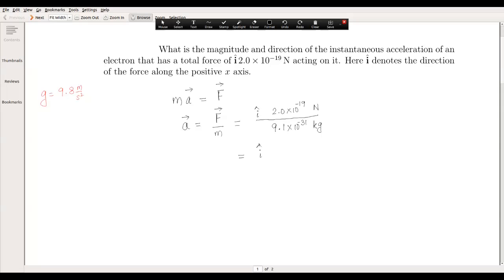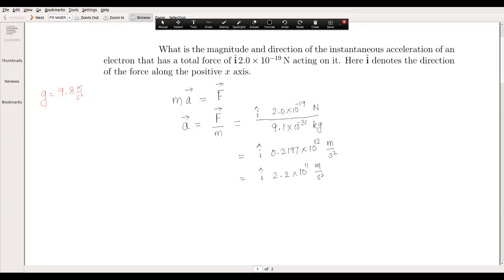When we do 2 divided by 9.1, that's 0.2197. I'll put this to two sig digits. And 19 and 31, that's 10 raised to 11, 12 units remaining. And Newton over kg is nothing but meters per second square. Let me rewrite this and then say how big or small this is. So that's 2.2 times 10 raised to 11 meters per second square.